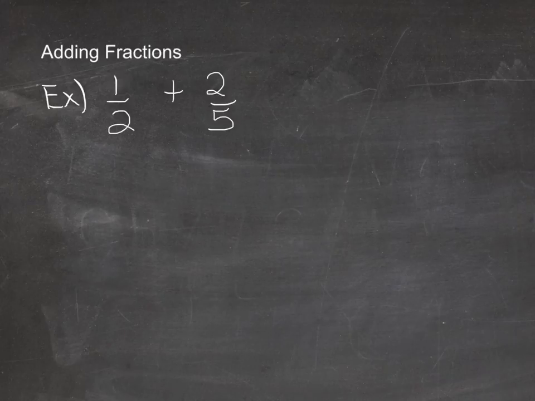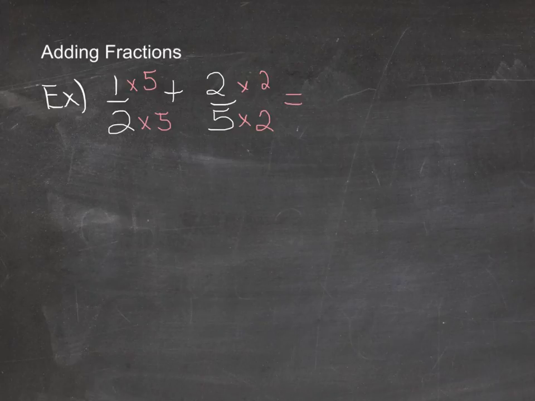So I have 2 and 5. My common multiple there would be 10. So I know I get 10 if I multiply 2 by 5 and 5 by 2. Okay, whatever I do to the denominator in a fraction, I must also do to the numerator to keep it equivalent. So that's how I'm going to get equivalent fractions.